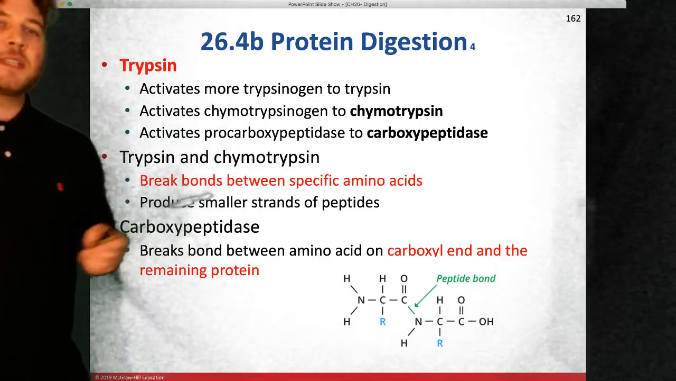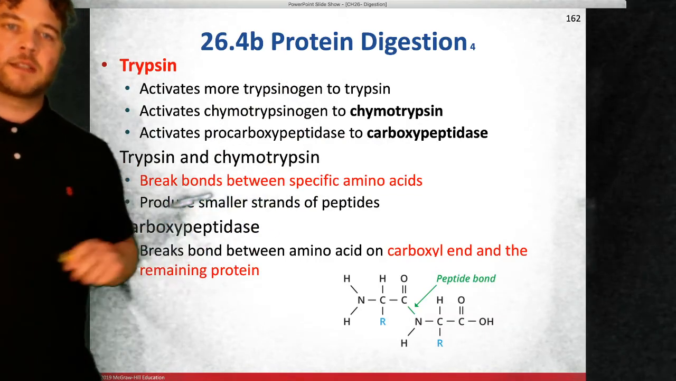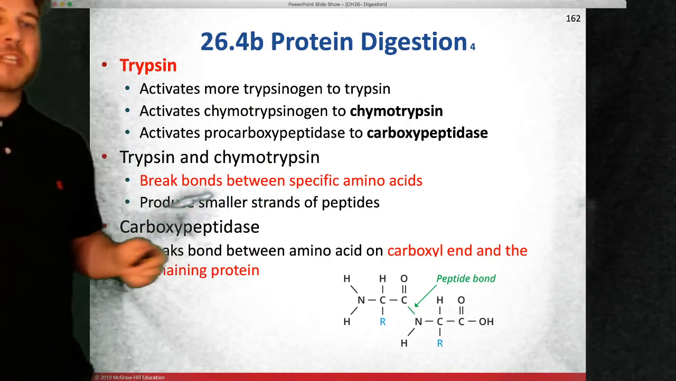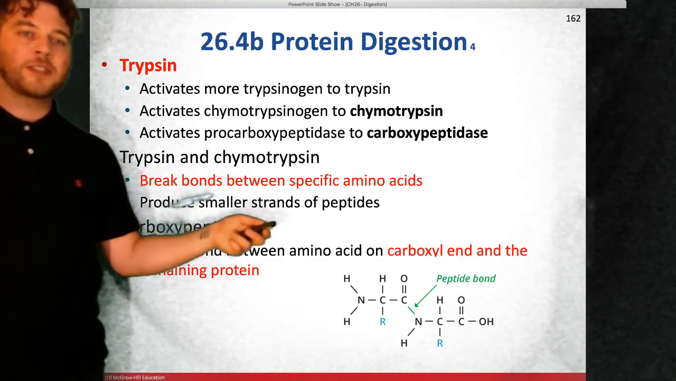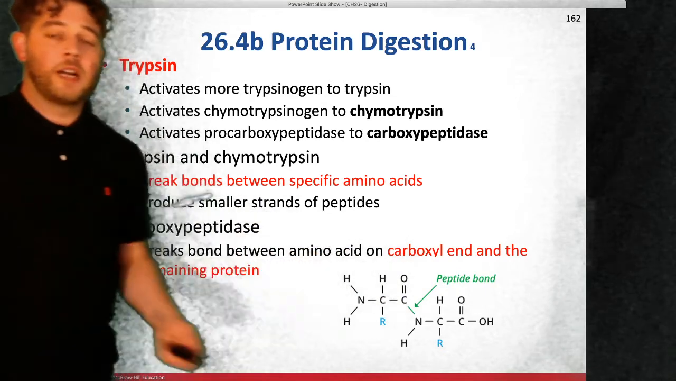Trypsin and chymotrypsin break bonds between specific amino acids, producing smaller strands. And carboxypeptidase breaks bonds between amino acids on the carboxyl end and the remaining protein. So it kind of breaks them even further there.